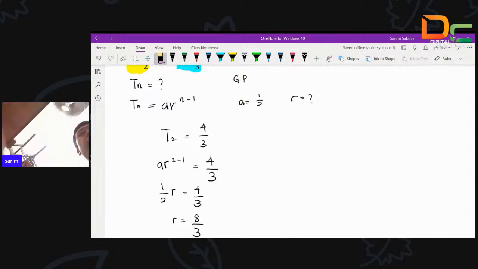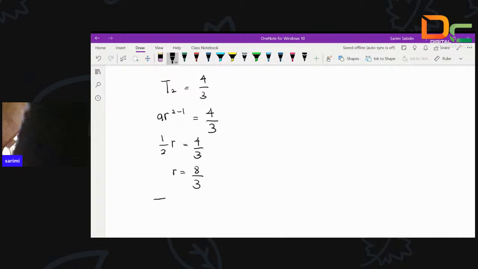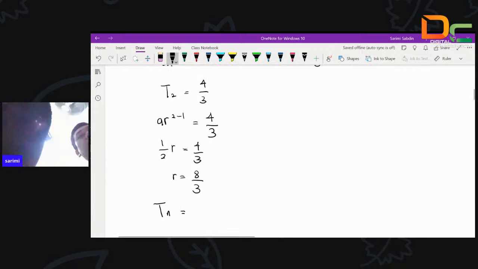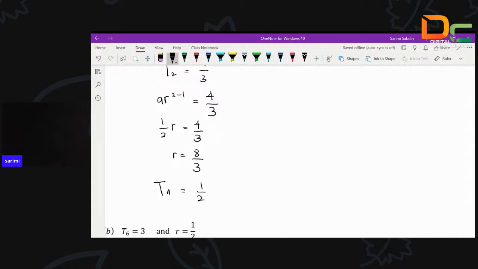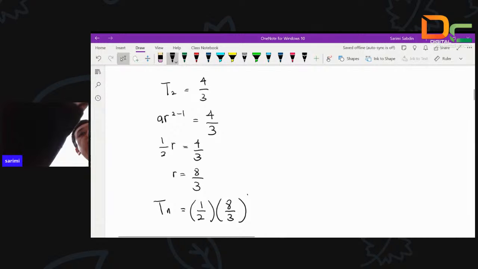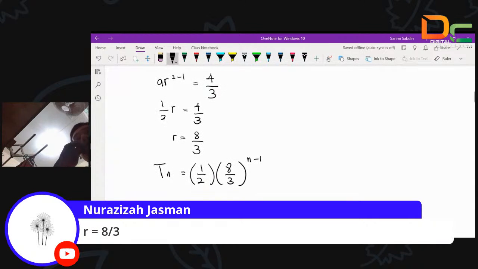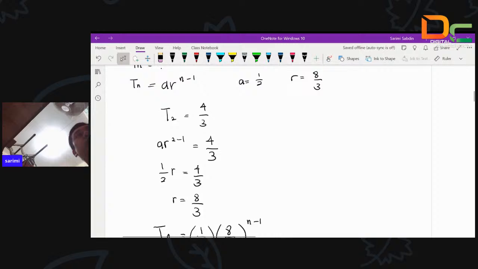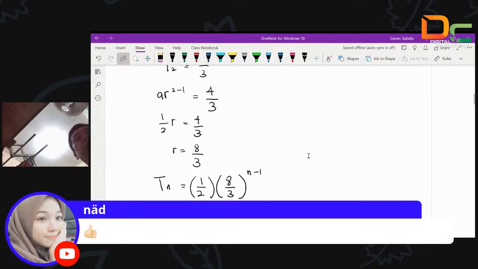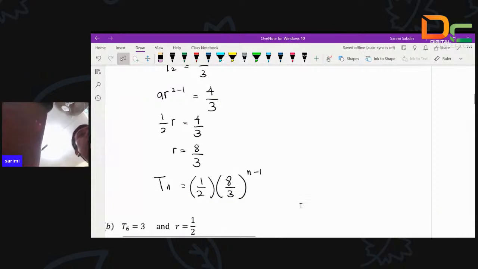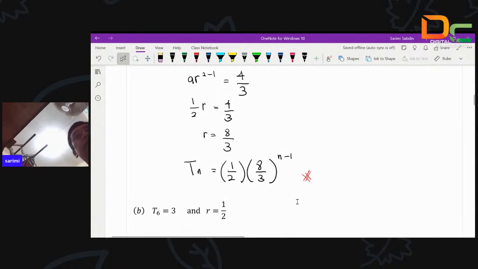So that's settled. We already have all we want, which is a and r. a is half, r is 8 over 3. Now we can substitute those values into the formula of Tn. So Tn equals a, which is half, times r, which is 8 over 3, to the power of n minus 1. So we get the general formula for Tn for this sequence, which is 1 over 2 times 8 over 3 to the power of n minus 1. So we get the answer for the first question.